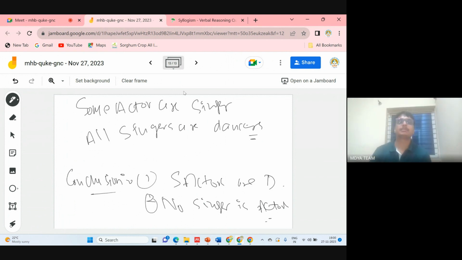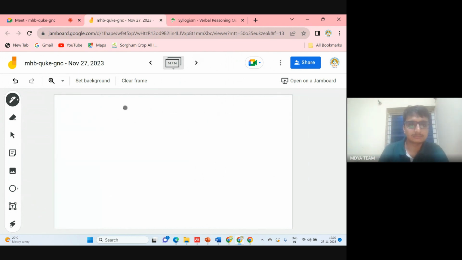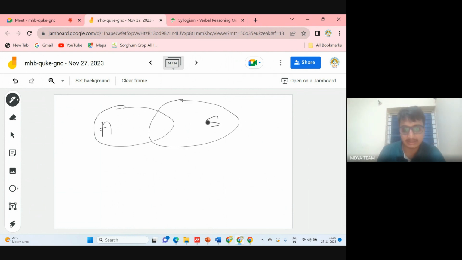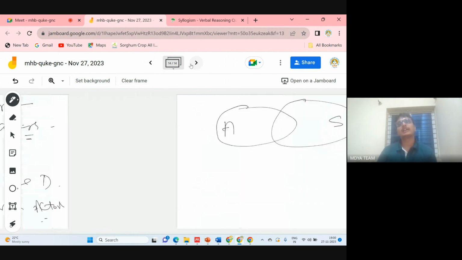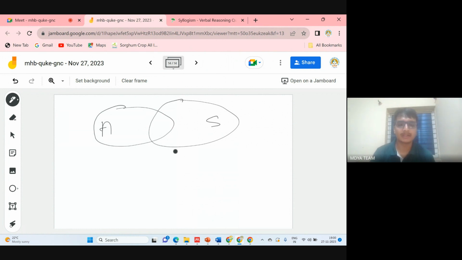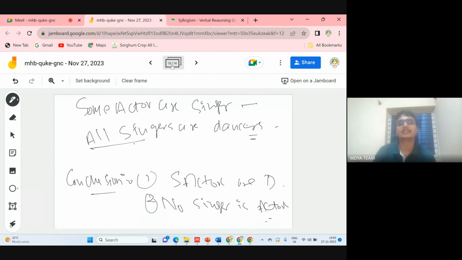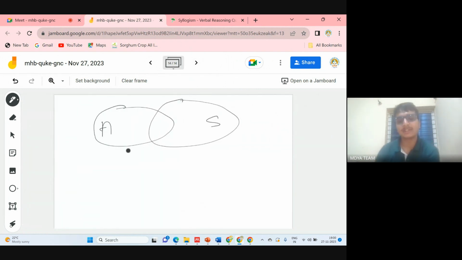Now let's make a Venn diagram for this. Some actors are singers. So this is your actor and this is your singer. And these actors are singers where it is overlapping. All singers are dancers. Now it's become a little bit complex. All singers are dancers means you have to put these singers under the circle of dancer, because it is showing all singers are dancers. So two or three possibilities are there.